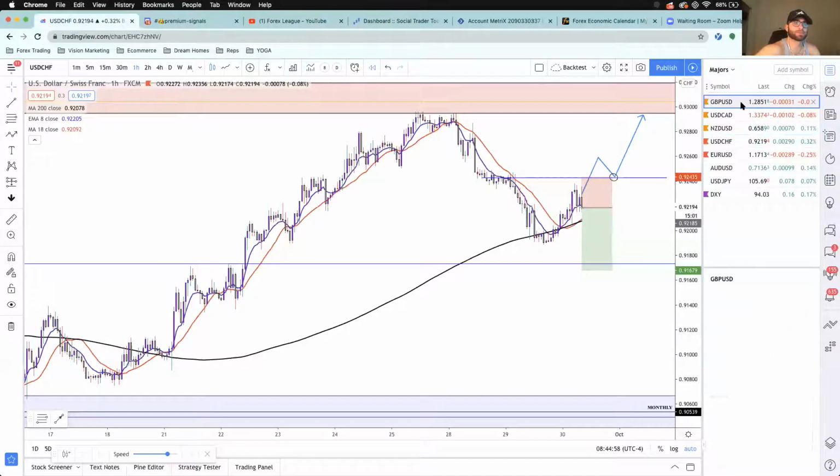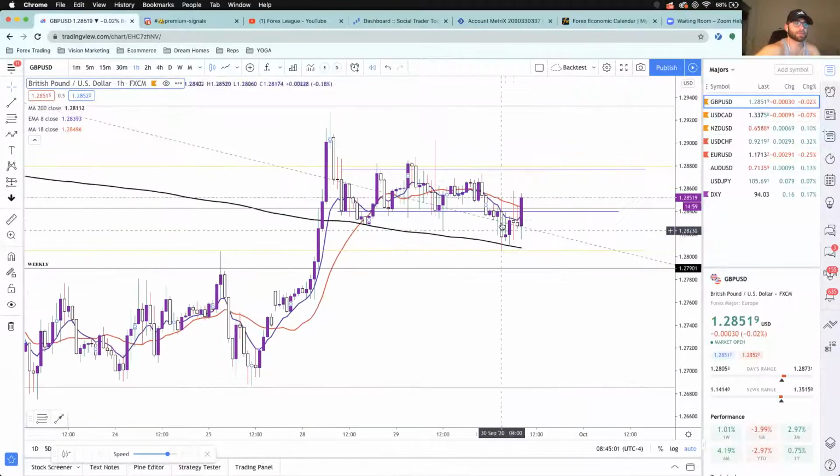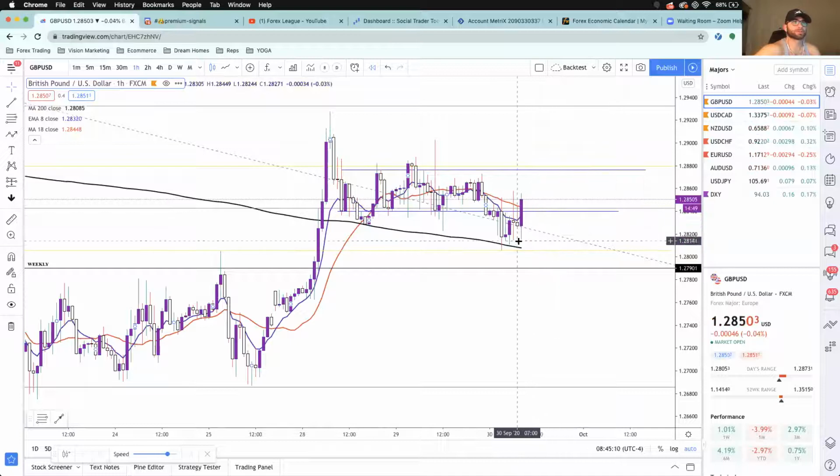Let's bump back over. So earlier in the session, we were looking at GU. We were looking at this rejection here, thinking it's going to fall off. Now the US session's opening right now, pretty much 8:30. Some news hit on US, and this thing is pumping. It's coming back into this range.